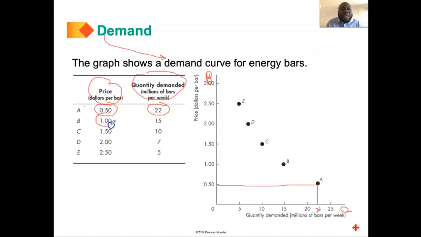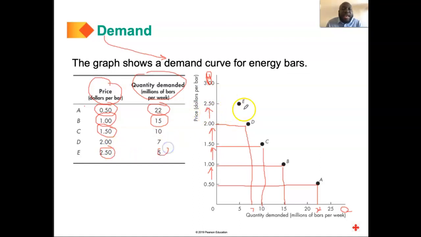When price increases to $1, quantity demanded actually decreases to 15, and again, this is due to the law of demand. Energy bars have become expensive, so people are buying less, and we get to point B. When price increases to $1.50, quantity demanded decreases to 10. If price keeps on going up to $2, quantity demanded will decrease to 7, and we are at point D. And if price increases to $2.50, quantity demanded will decrease to 5, and essentially, we are at point E.